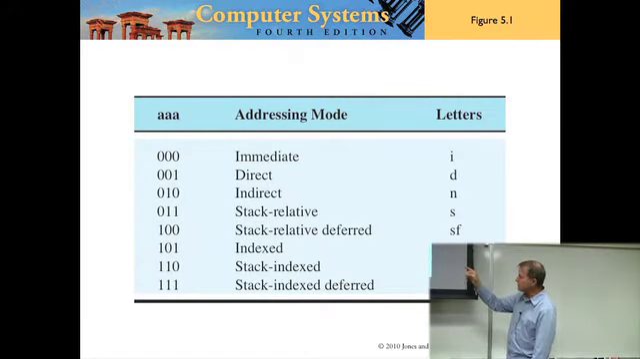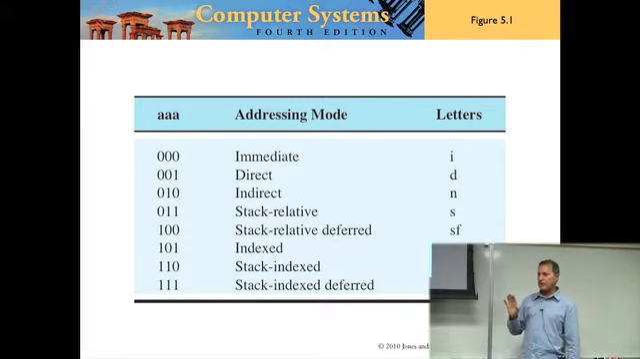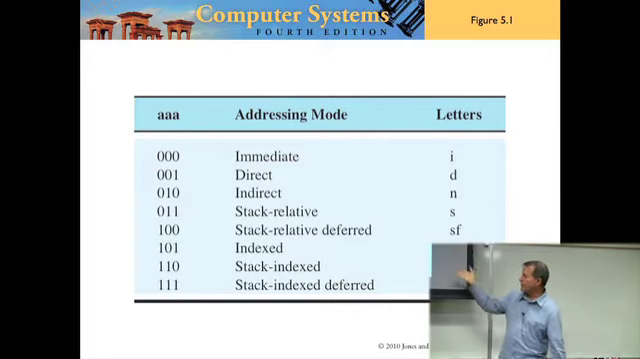Now, first of all, let's take a look at the addressing modes. You recall that there is an addressing AAA field? And AAA, how many combinations of AAA? There's 8. And you already know the names.